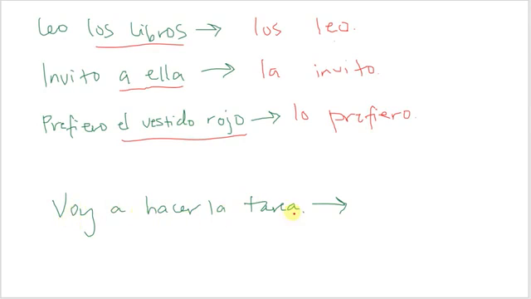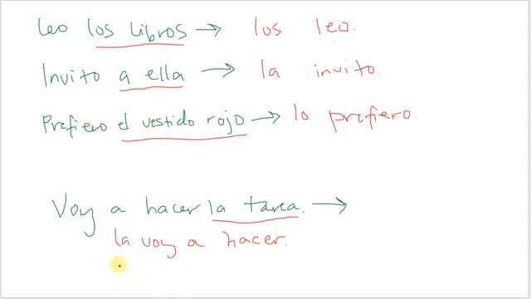And then the last thing that I'm going to show you, if you have two verbs, so voy a hacer la tarea. If you remember, voy a means I'm going to. So I'm going to do the homework. What am I going to do? I'm going to do the homework. So the direct object would be la tarea, which is singular and feminine. Because I have two verbs here, I have two ways that I can say this. The direct object pronoun goes before the conjugated verb. So la voy a hacer.